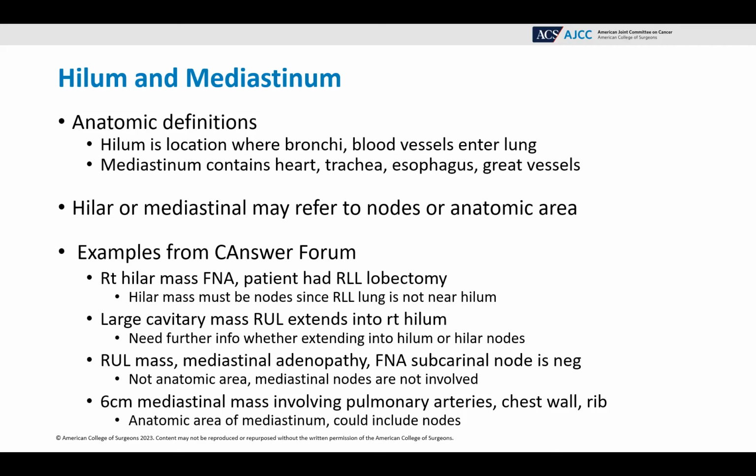A 6-centimeter mediastinal mass involving pulmonary arteries, chest wall, and rib. This is talking about the anatomic area of the mediastinum, but it could also include nodes that are in this mediastinal area. So you can see how it can be very confusing, and many times you need to read further into the notes in order to determine if they're talking about lymph nodes or the anatomic area.